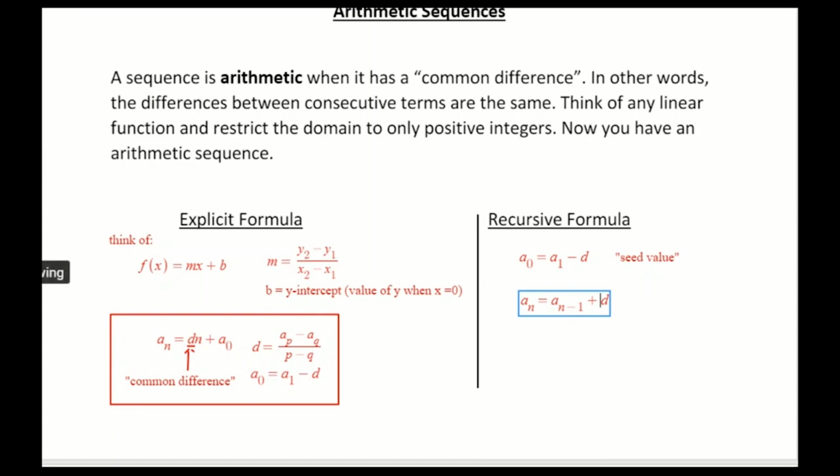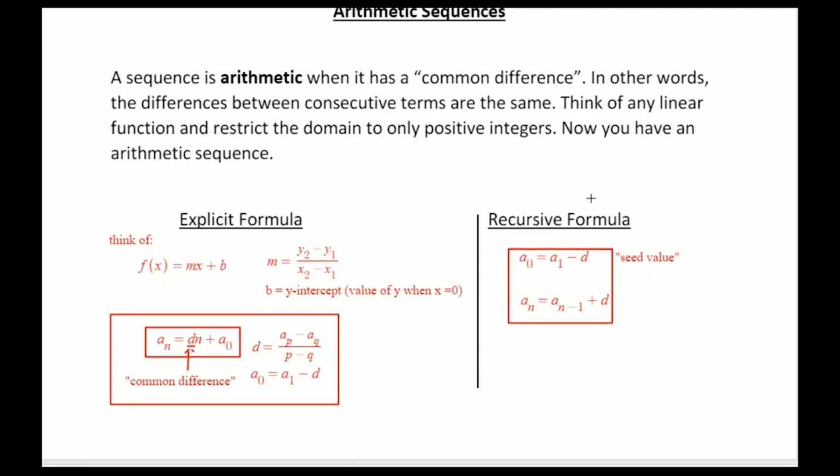Now, d and a sub 0 still mean the same thing as they did with the explicit formula, but just know that you have to write two statements for the recursive formula. The explicit formula, you really only need one, this guy right here. Okay, this is just how you calculate it. But for the recursive formula, you need both of these. Okay, you will not have a complete answer without that seed value.